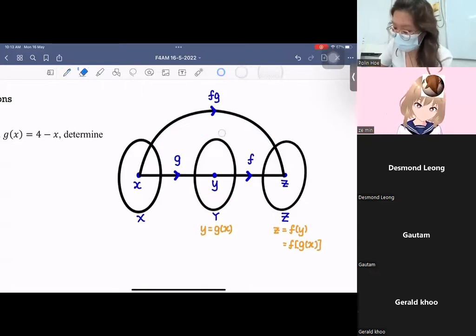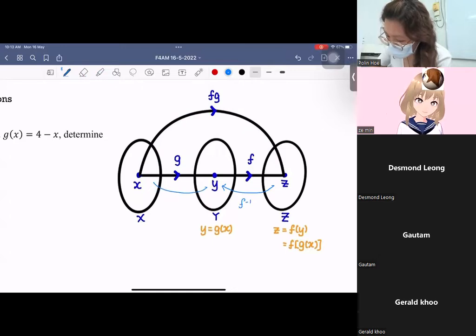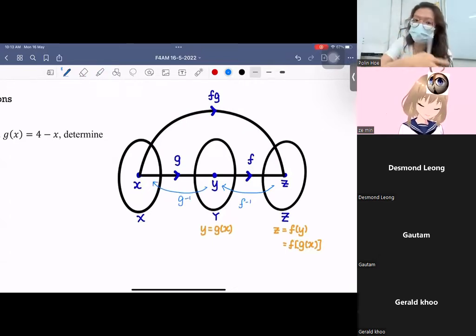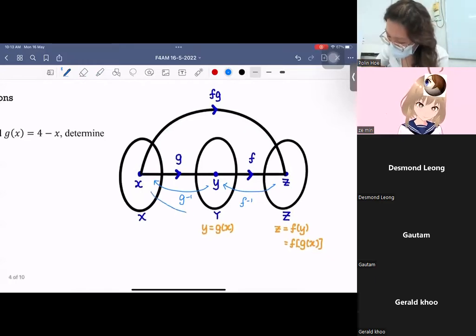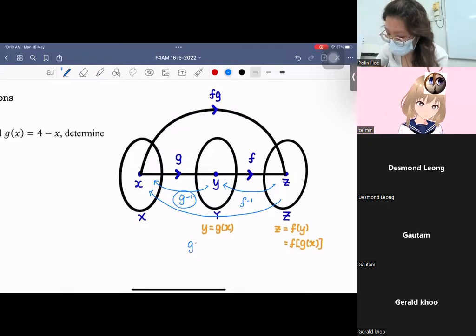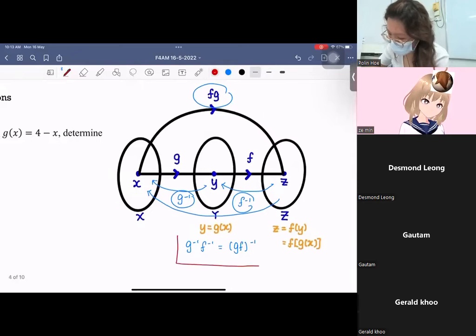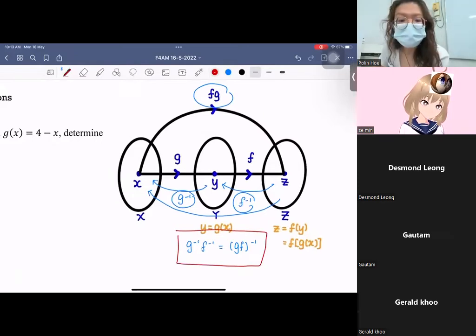Since we are doing a revision for the whole chapter, you should know that this is f inverse, this is g inverse. I'm talking about inverse functions as well. And this will be g inverse, f inverse. Don't forget we have fg. This is also equal to (gf) inverse. That's why we have this rule.